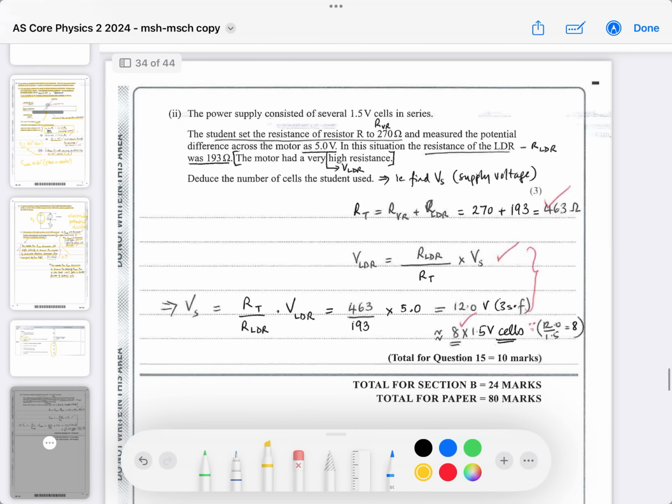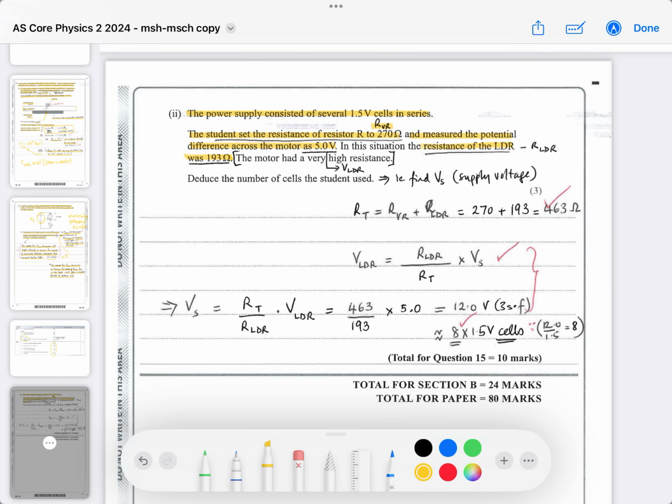And here is the final part of this run through. The power supply consists of 1.5 volt cells joined together. They want you to work out how many there are. The student set the resistance of the resistor to 270 ohms. So that's a variable resistor, so I put RVR, and measured the potential difference across the motor as 5 volts. Okay? In this situation, the resistance of the LDR is given as 193 ohms. So we know the total resistance, we know the resistance of each one, and we know that the output of the voltmeter is 5 volts.